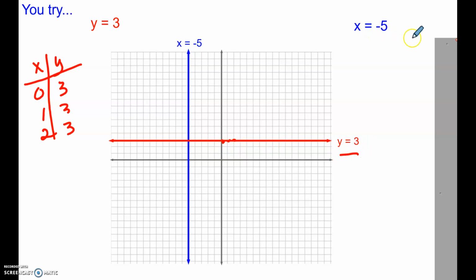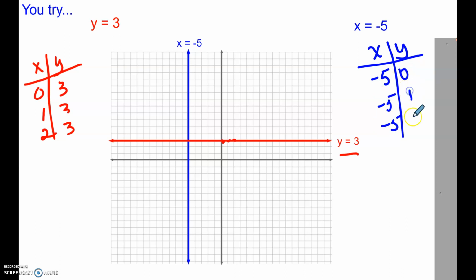On the other hand, if my equation is x = -5, I could make myself another chart. This time what's fixed is no matter what, my x value is -5. The y value can be whatever I want it to be. So (-5, 0) would be back here on the x-axis, (-5, 1) right above it, (-5, 2) right above that, and we see we are forming a vertical line.